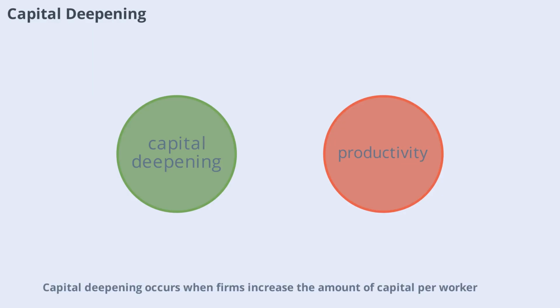Capital deepening occurs when firms increase the amount of capital per worker, such as by providing more advanced tools or equipment. This can boost productivity and wages but may also reduce the number of workers needed. Capital deepening is a key driver of economic growth in developed economies.